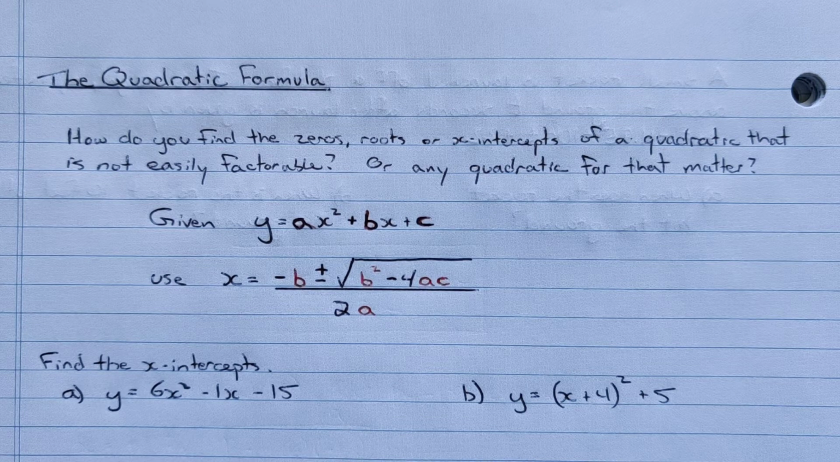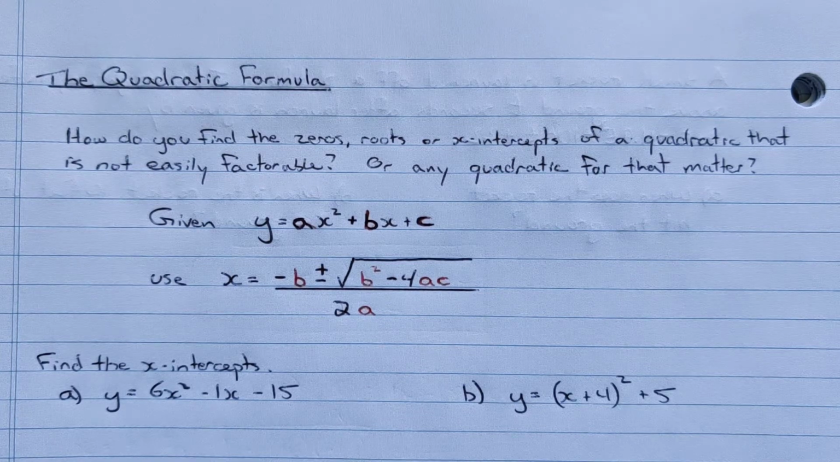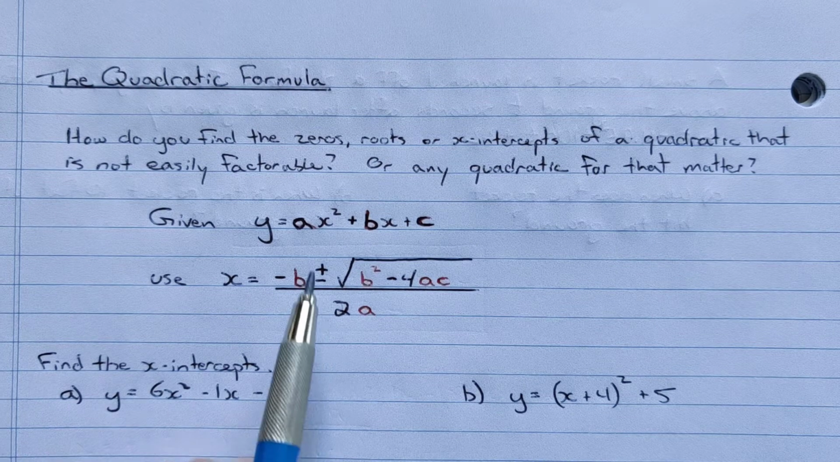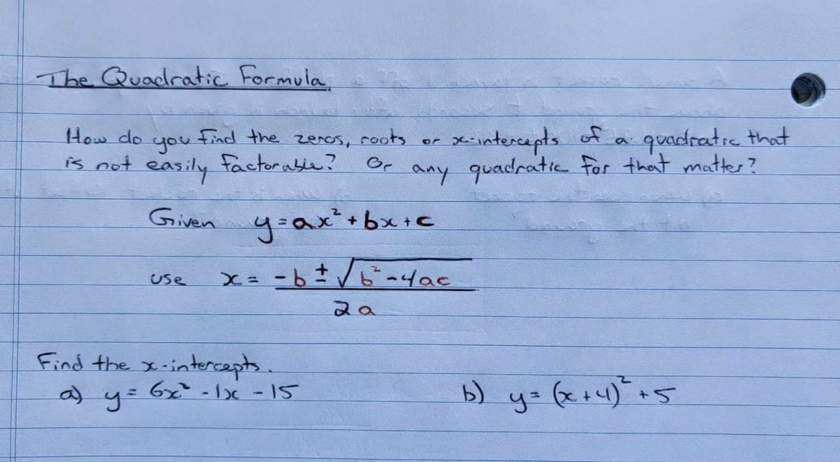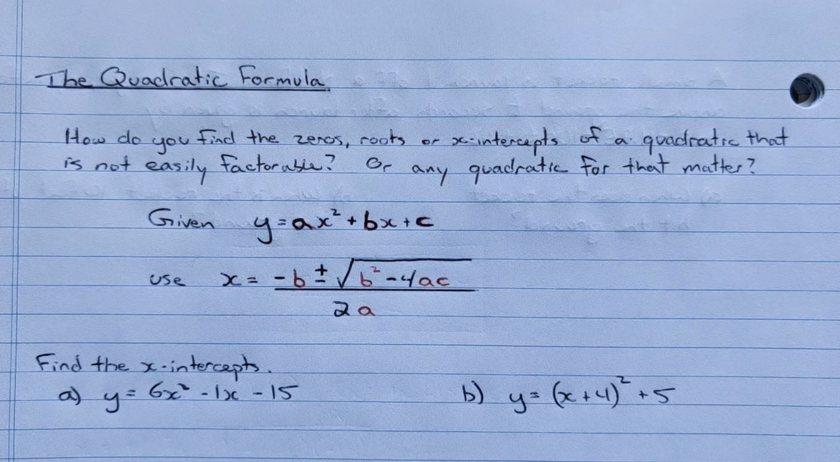So if you're given an equation in the form of y equals ax squared plus bx plus c, you can use the equation x equals negative b plus or minus the square root of b squared minus 4ac over 2 times a. That will give you the x-intercepts. Note the plus minus means that there are two answers here. There's one where we're going to add the square root portion to negative b, and there's one situation where we'll subtract the square root portion from negative b.